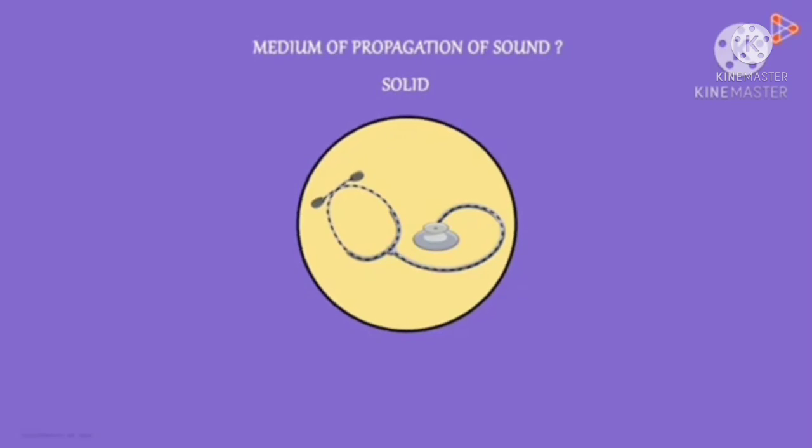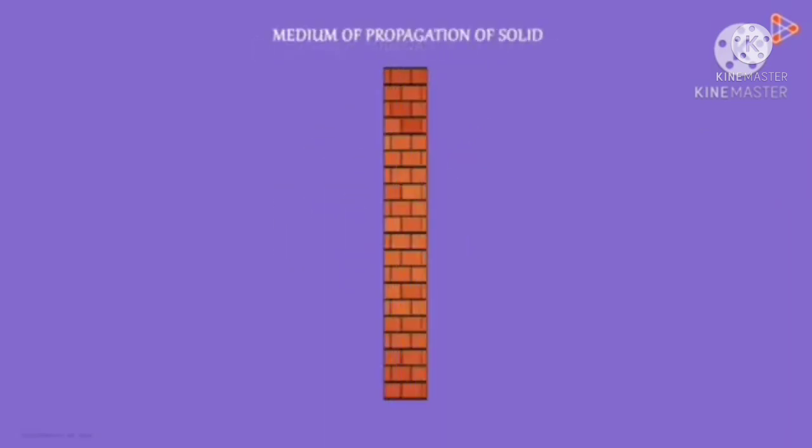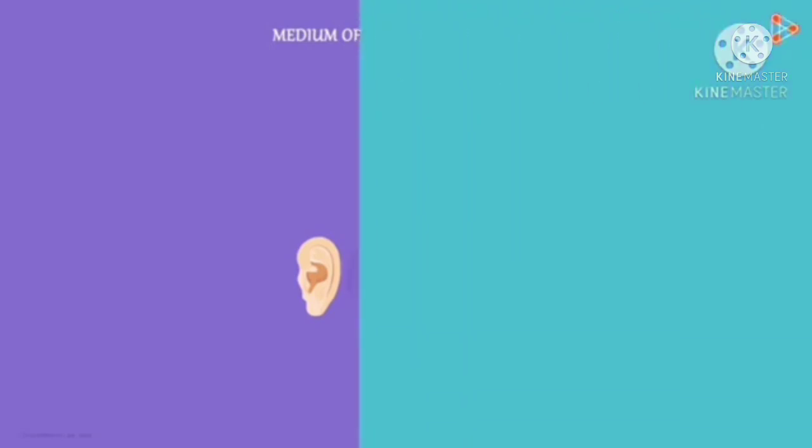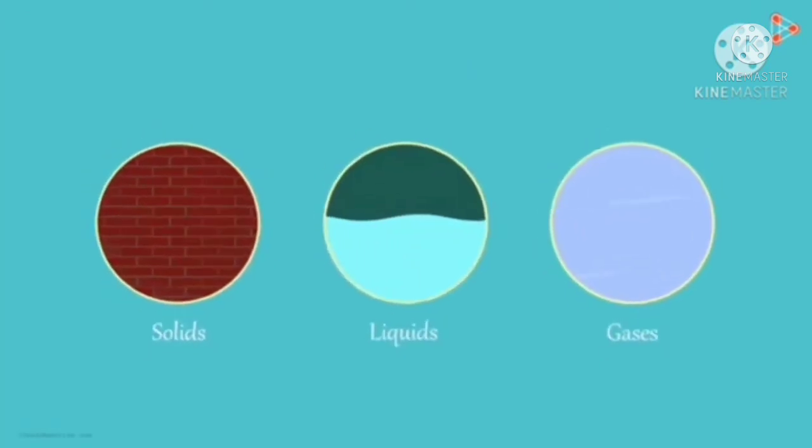Now, suppose you're standing on one side of a brick wall and your friend is on the other side with one of his ears close to the surface of the wall. Hit the wall with some wooden object. Ask your friend if he hears the sound on the opposite side. I'm sure he will say yes. Here the medium of propagation is again a solid. So with the help of a few examples, we saw that sound can travel through solids, liquids and gases.